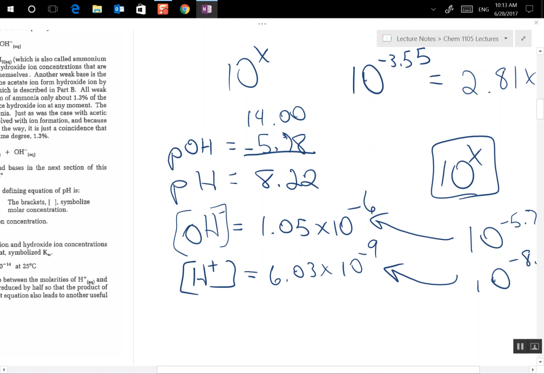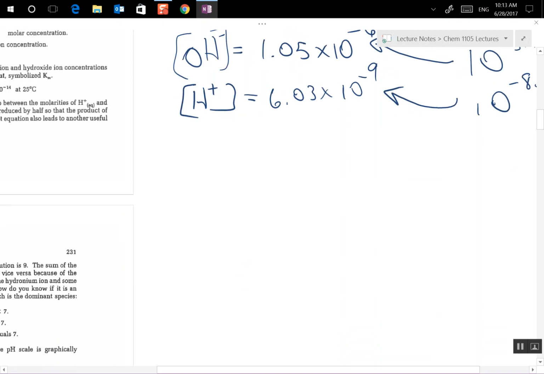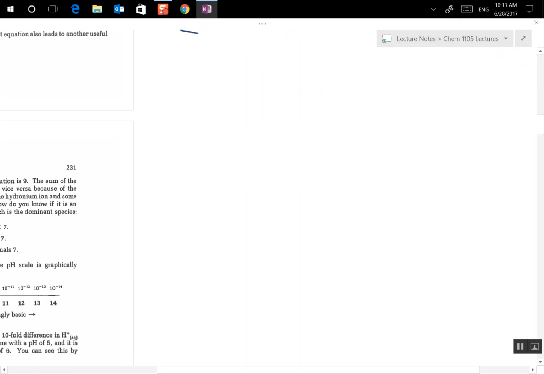Part B, we have some salts here. Now, the thing about salts is this. There's this thing called a conjugate acid and a conjugate base. Okay? So, for example, NH3 can become NH4 positive. This is the base. This is its conjugate acid. Bases have conjugate acids. Acids have conjugate bases.